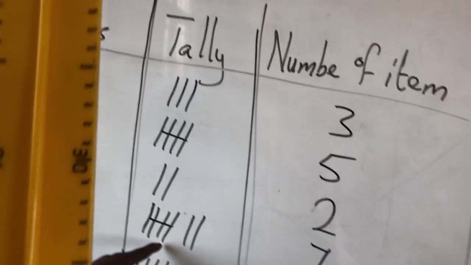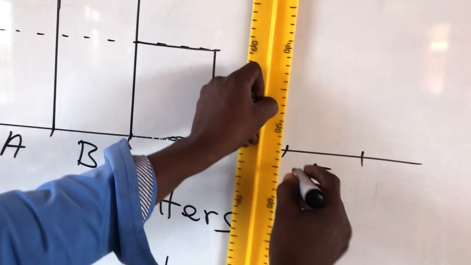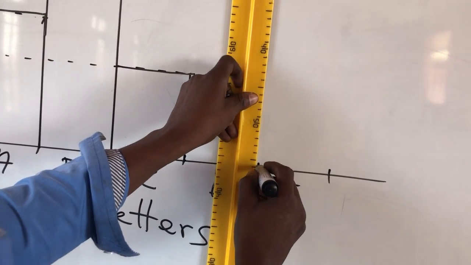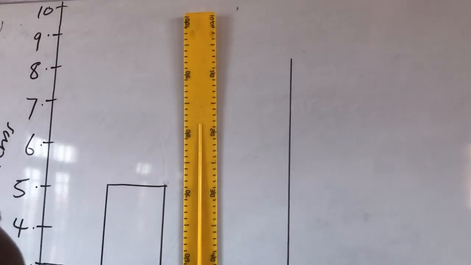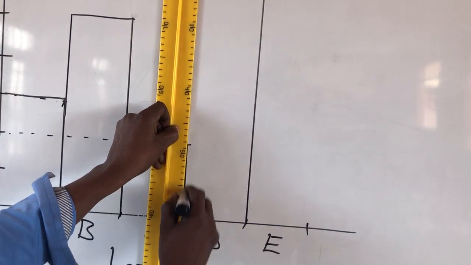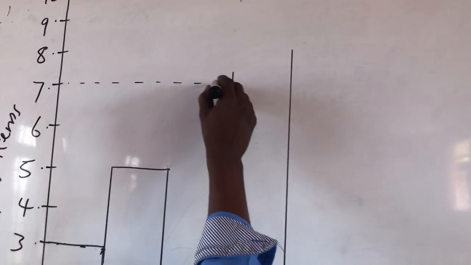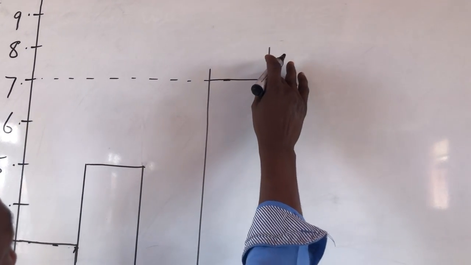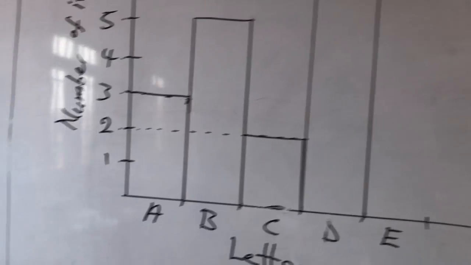Then the next one is 7, which is D. My D is 7. So I have to extend my line up. Look at this. My line should go. Because this one exceeds 2, you have to extend this line as well. Then you trace from here. Have you seen it?